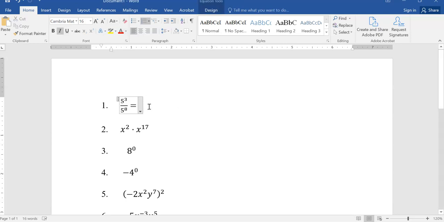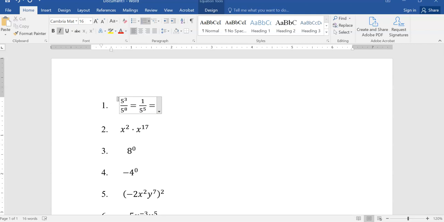So looking at problem 1, excuse me, I should start this back over. We have 5 to the third divided by 5 to the 8th power. That means we have 8 factors on the bottom and 3 factors of 5, obviously, on the top. So there are more factors of 5 on the bottom. So when we do the quotient rule, we get 1 over 5 to the 5th.